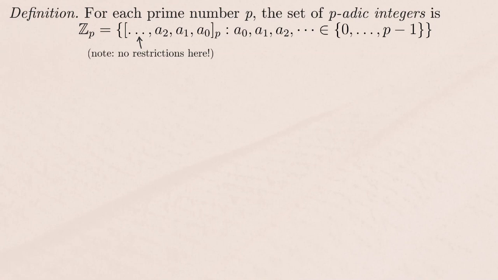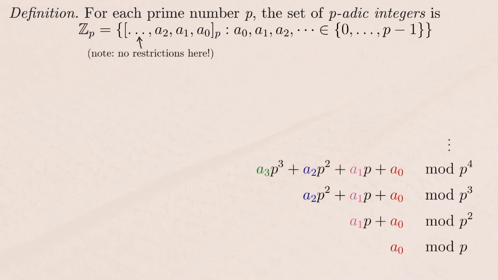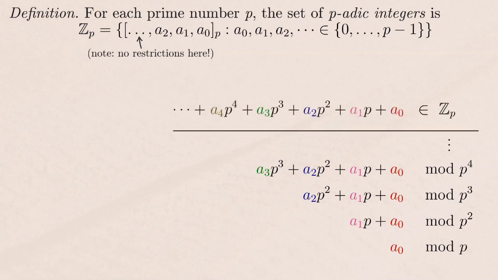Each element of Z_p encodes a whole tower of compatible numbers modulo powers of p, and vice versa. So given a tower like this, you might like to think of the element of Z_p as sitting on top of the tower, equivalent to all the information below it. And so rather than talking about solving an equation mod p to the n for all n, we're just going to talk about solving an equation inside Z_p. Right? These are the same thing.